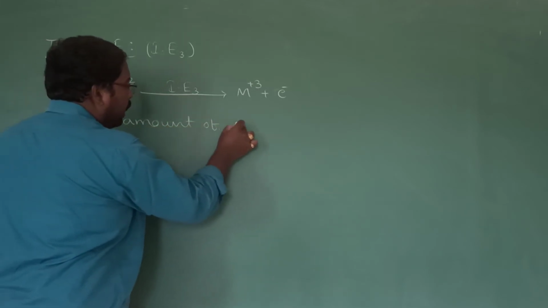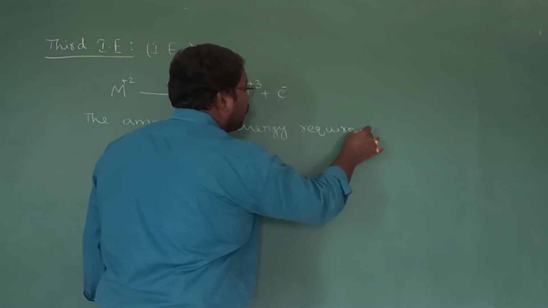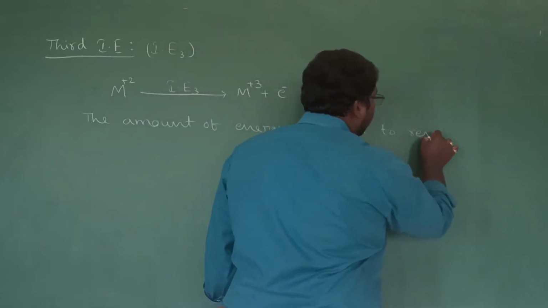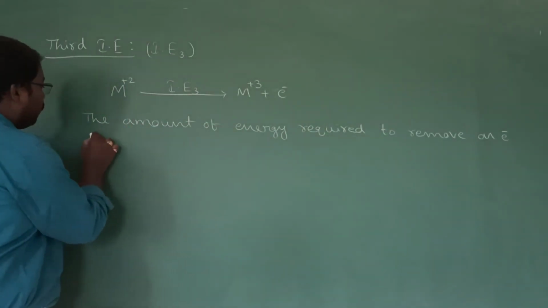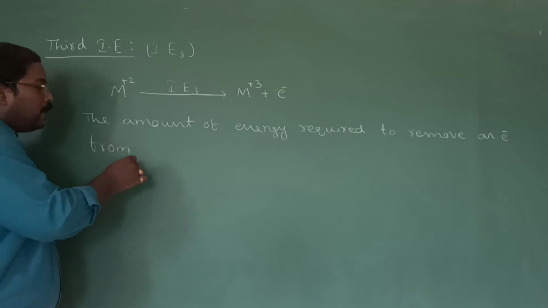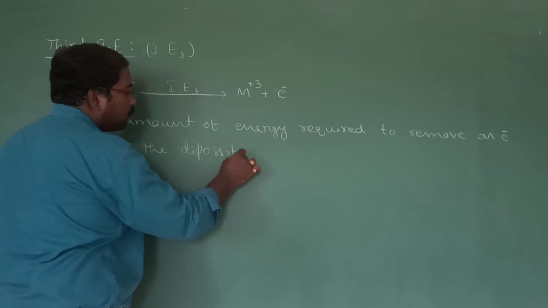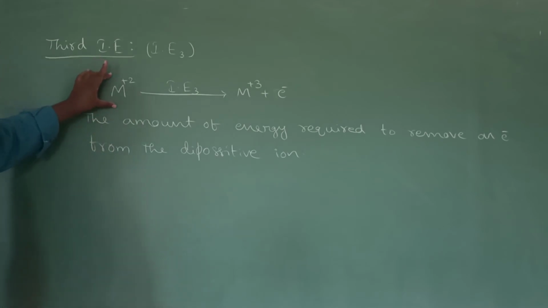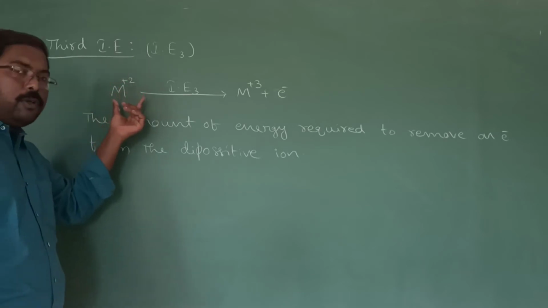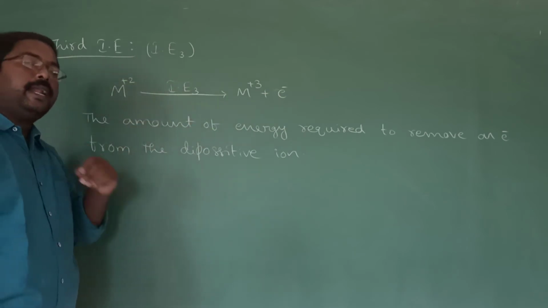So third ionization energy is nothing but the amount of energy required to remove an electron from the dipositive ion. Dipositive ion means an ion already having 2 units of positive charge, which means already 2 electrons are removed. Now to remove the third electron, how much energy is required? That is called third ionization energy.